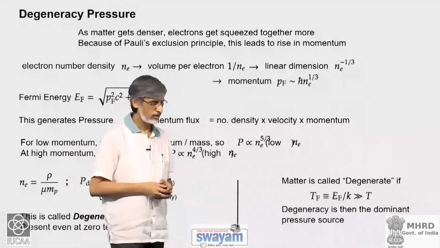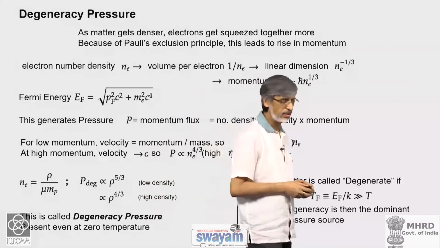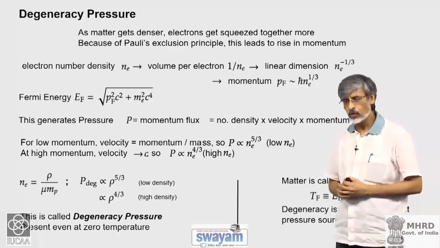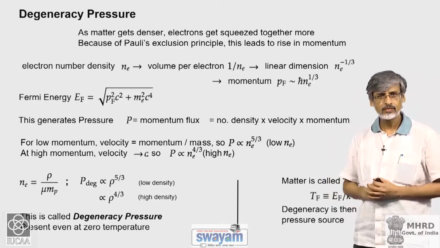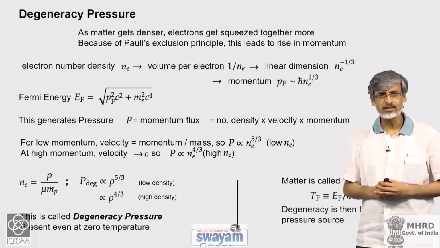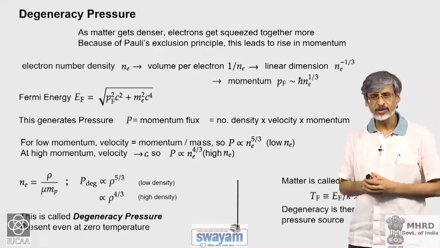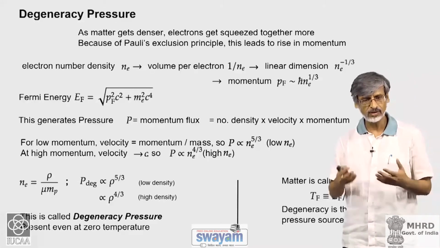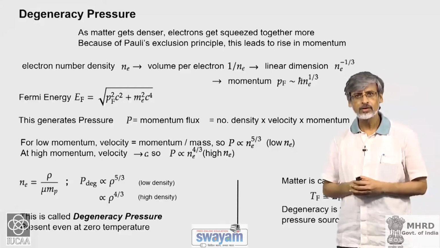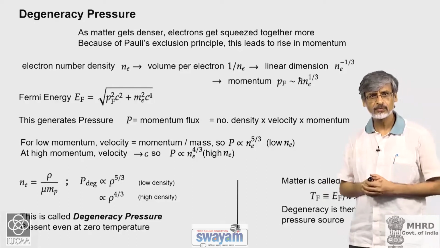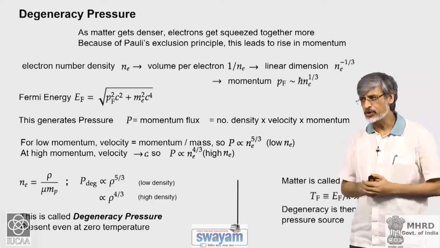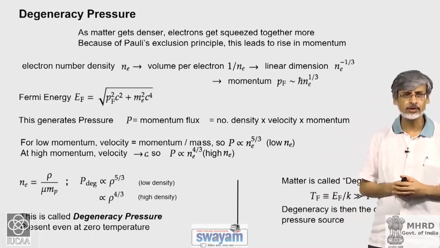So, let us spend a moment trying to understand what is electron degeneracy pressure. When a core is contracting, the gas in the core is getting denser. Now, as matter gets denser, electrons in this material, remember this is all hot ionized plasma, get squeezed together more. Now, electrons tend to resist being squeezed together, and that is because of Pauli's exclusion principle.